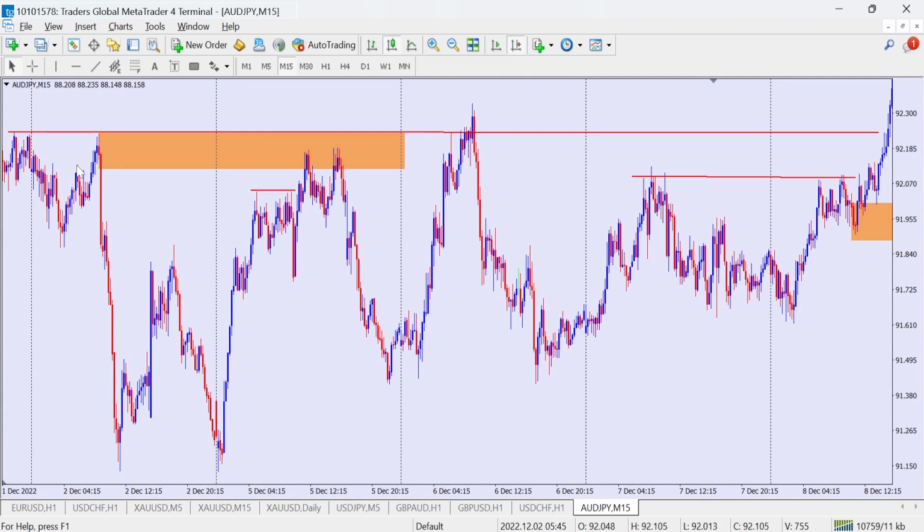Right here we have an MPL setup. And we have a fake out right here, R1, and R2. Retail traders will sell right here because a resistance has been formed, and their stop loss will be a few pips above the resistance. But the price shoots up, taking out all the retail traders' stop losses, and goes down.